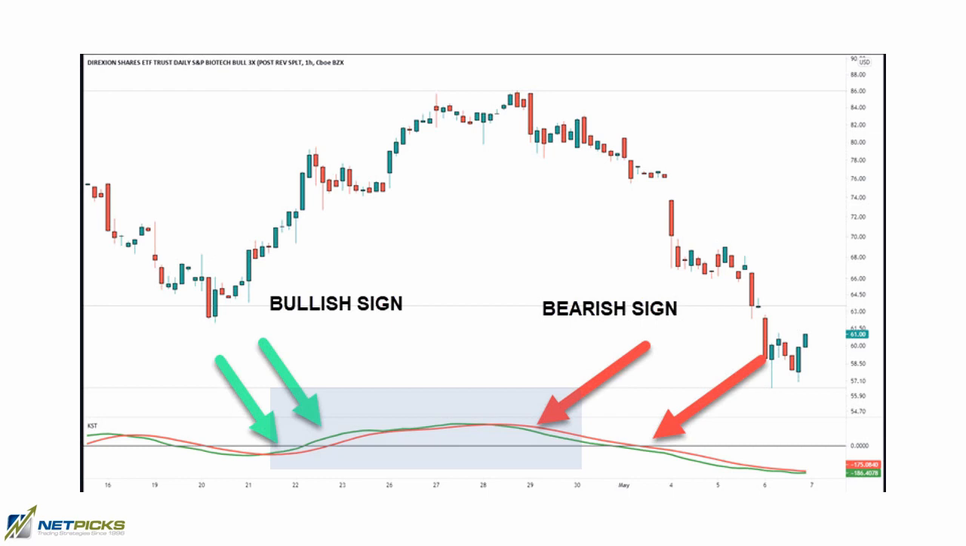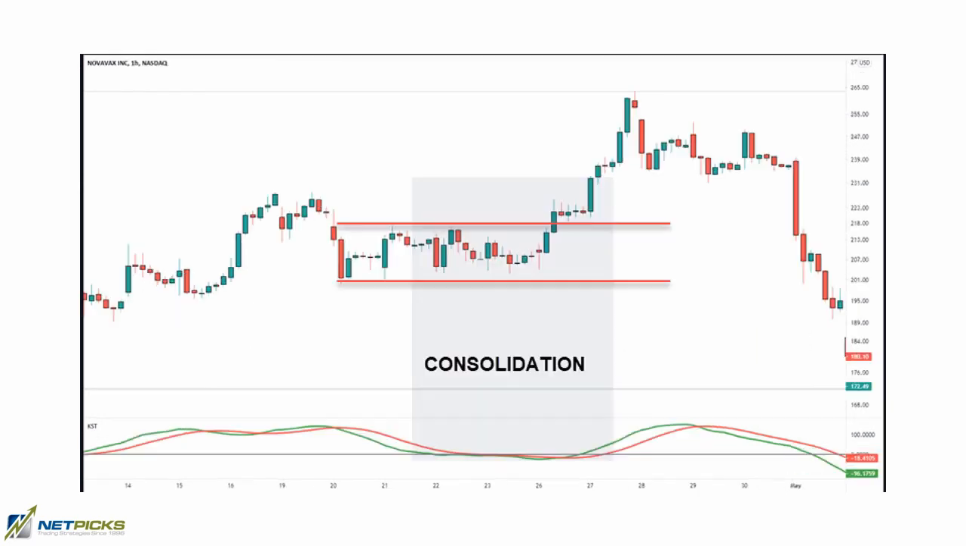But what if the signal lines don't hold, and then we start seeing the lines just mix together? Well, let's call that converging of the lines. Because when those lines start to intertwine, what you could be looking at is the potential of a trading range.